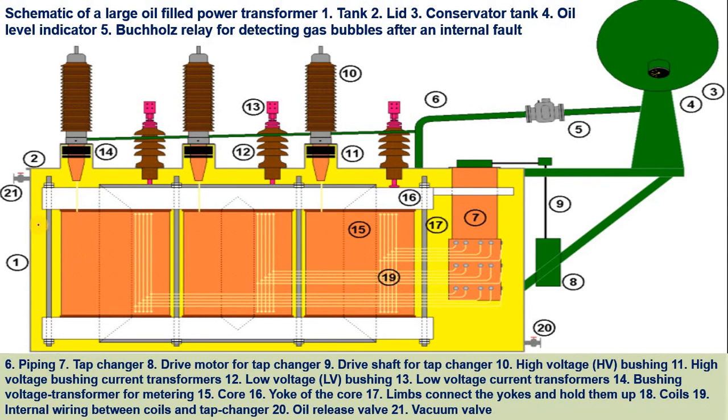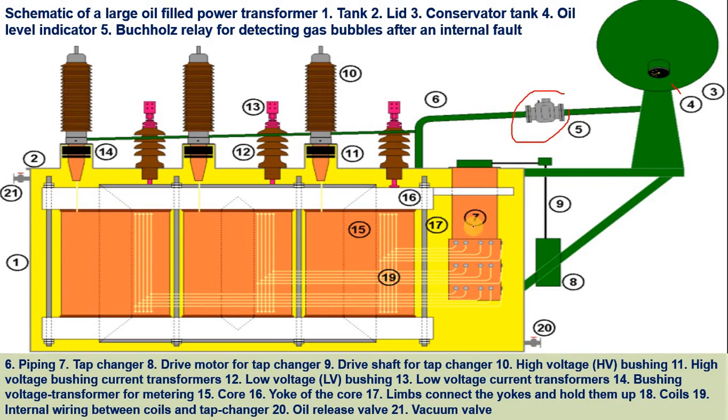This outer tank is denoted as number 1. Second are the connecting leads. Third is the conservator tank. Number 4 is the oil level indicator. Fifth is the Buchholz relay, for detecting gas bubbles after an internal fault. Internal or incipient faults happen inside this transformer tank. Next is the piping, you can see here.